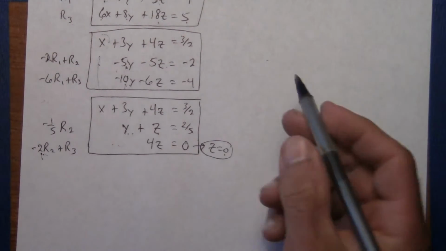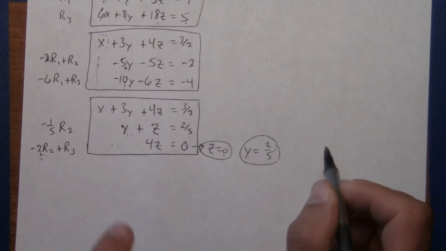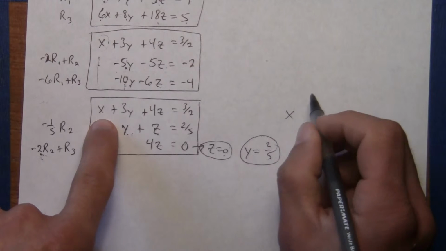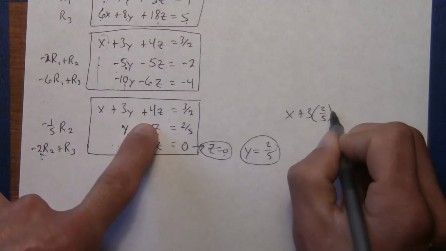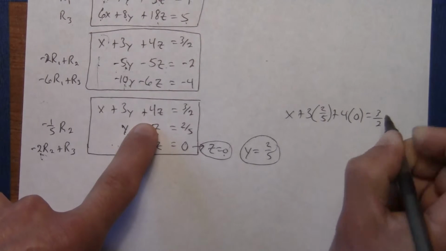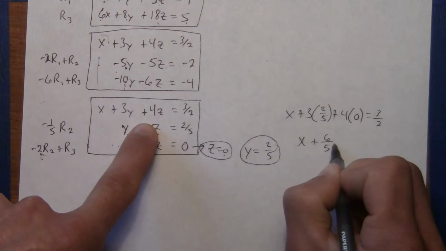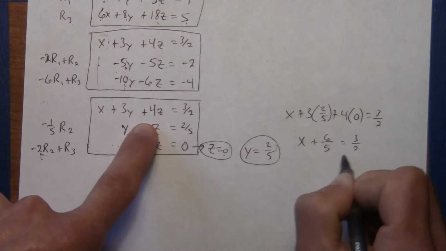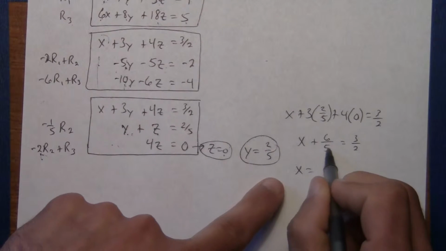If z is equal to 0, well, that makes this one easy. That means y is equal to 2/5. And back substitute to the top equation. It's x plus 3 times 2/5, or 6/5, plus 4 times 0 is equal to 3 over 2. So I have x plus 6/5 is equal to 3 over 2. Going to have to get a common denominator and subtract. So my common denominator would be 10.